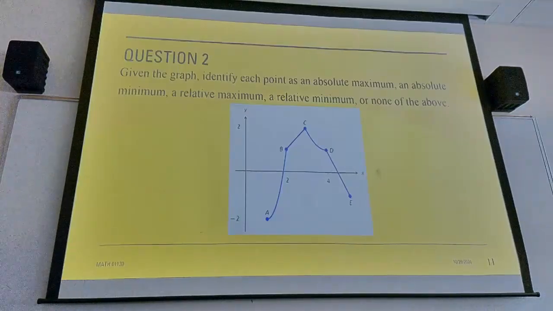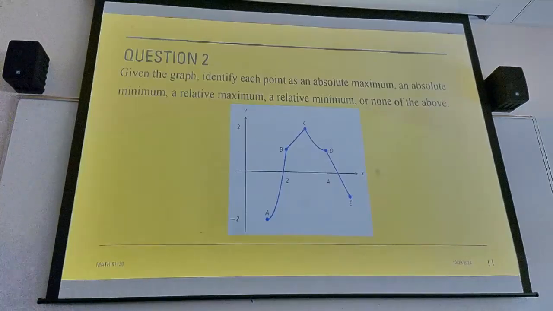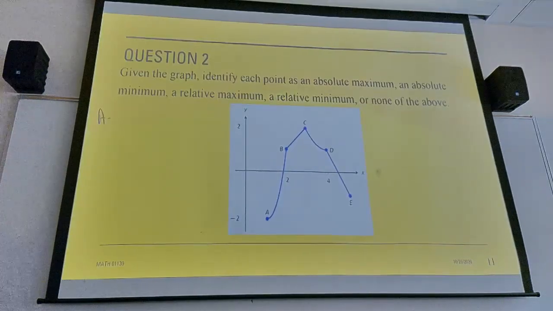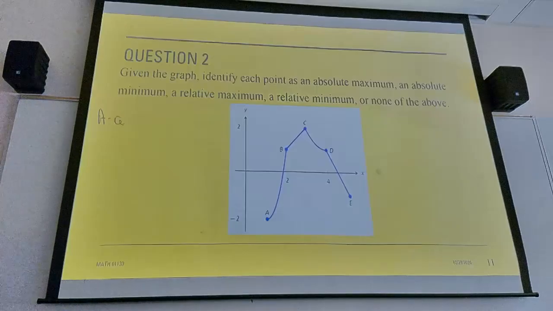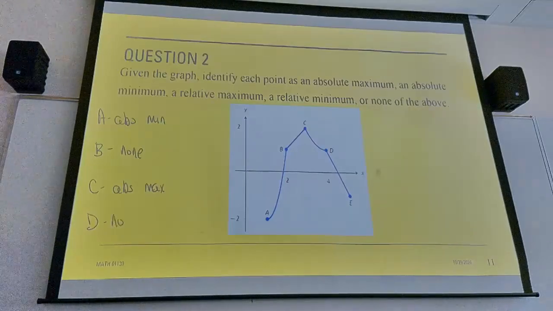See, another graph. So same thing. A, Absolute minimum. What about B? None of the above. C, Absolute maximum. D, None of the above. E, Relative minimum.